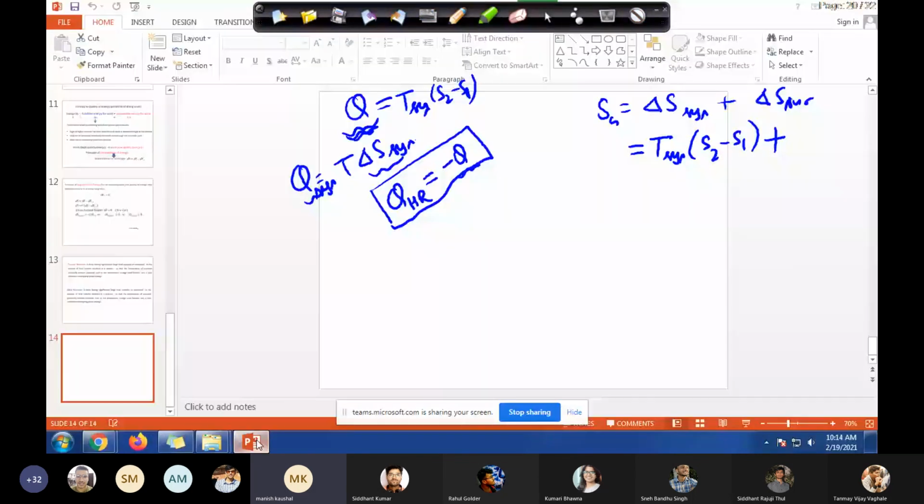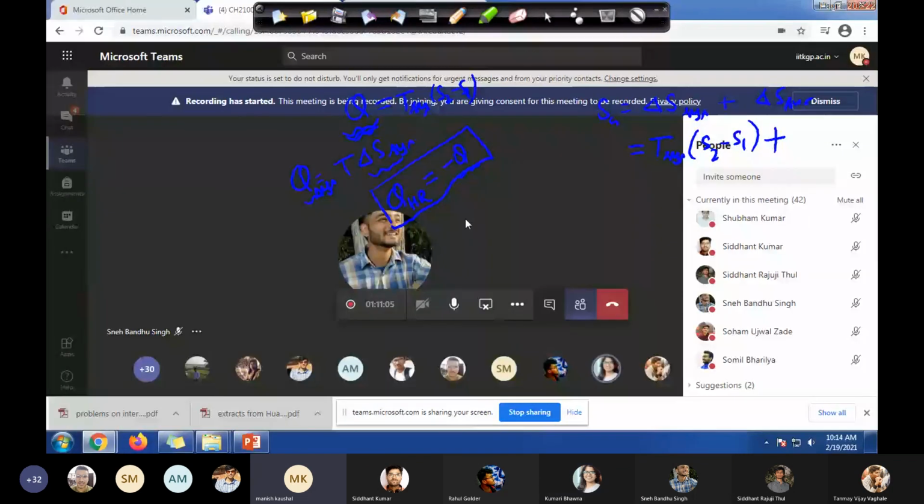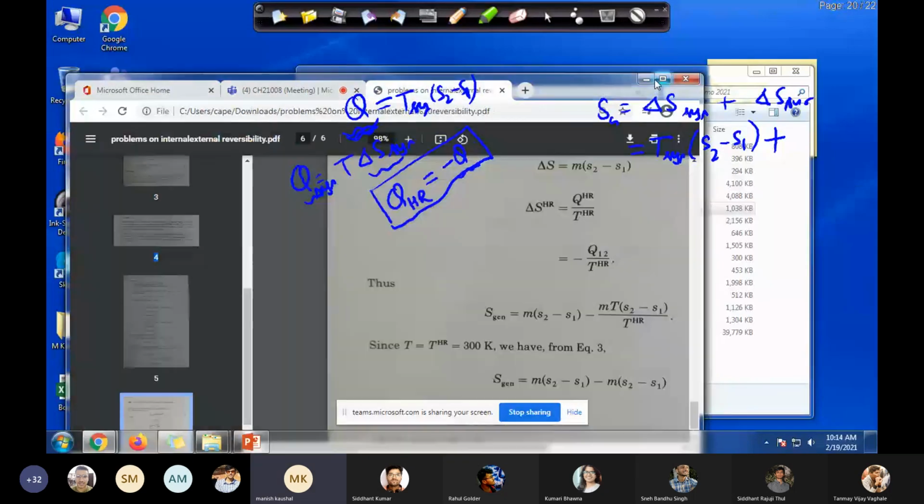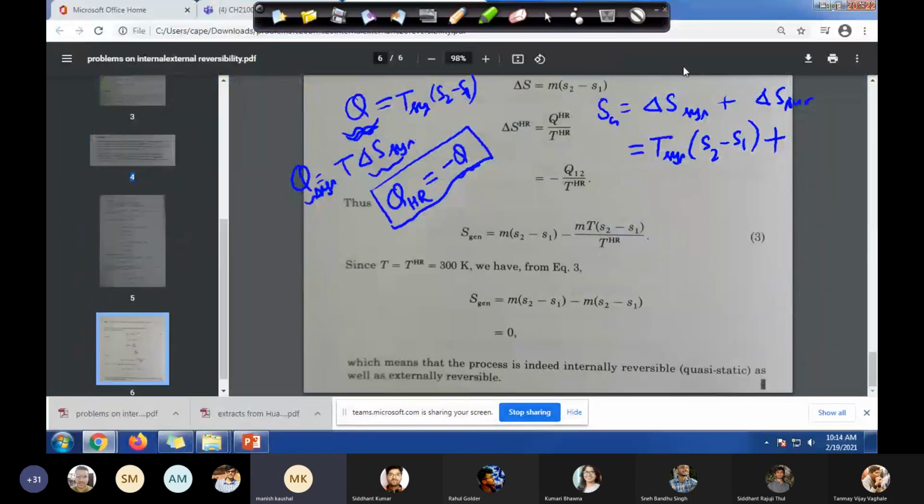Bhavna, clear? Sneh? Yes. Okay. Just a moment. Where were we? PDF page. So QHR is minus Q. That's what I was telling.